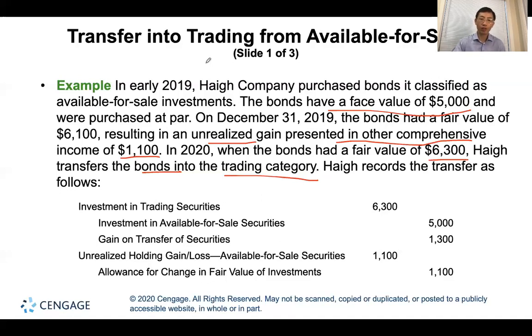So for this change, we make two journal entries. First, debit investment in trading security. It's because on the transfer date, the book value, I mean the balance of the security in the financial statement, is 6,300, and it includes the face value of $5,000.